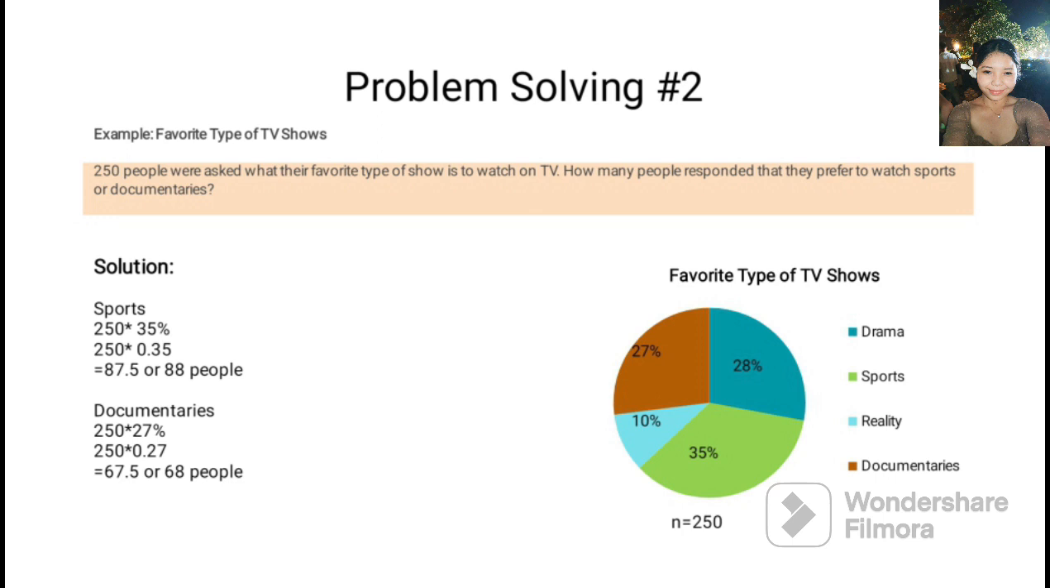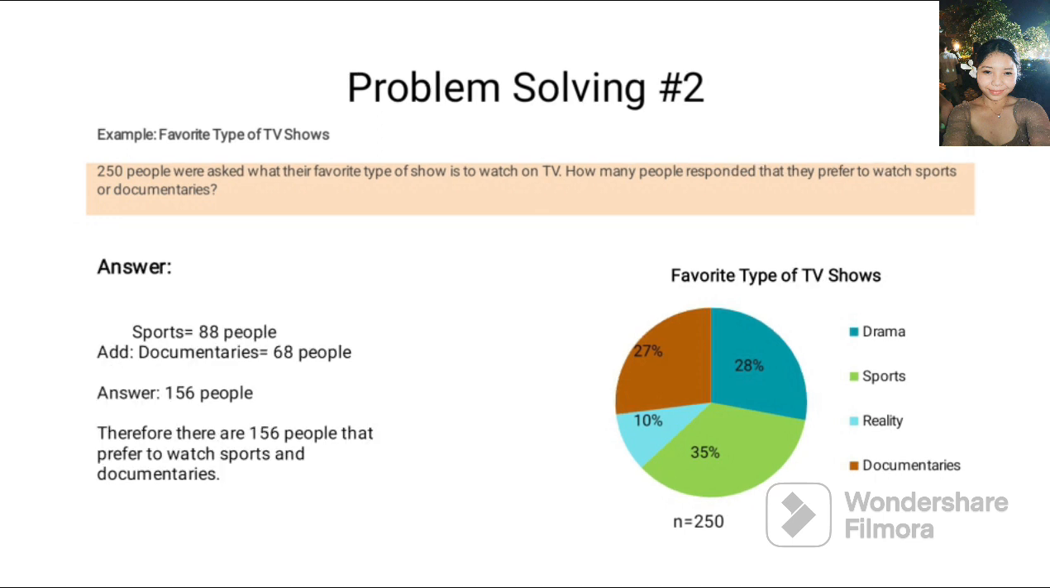And also for the documentaries, 250 times 27% is 67.5, round it off, 68 people. Now for the answer, the sports 88 people, add it to the documentaries which is 68 people, and we have 156 people. Therefore, there are 156 people that prefer to watch sports and documentaries.